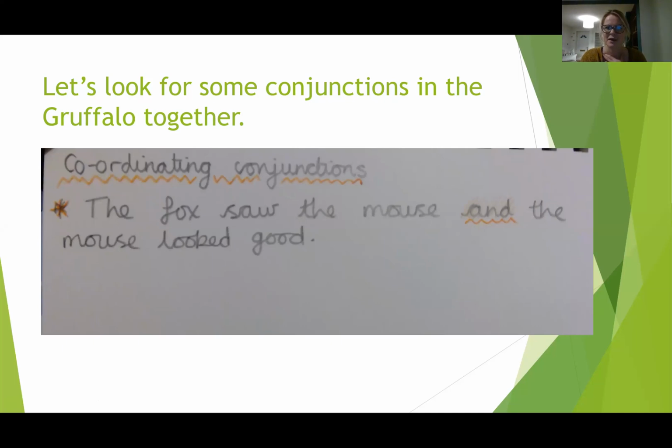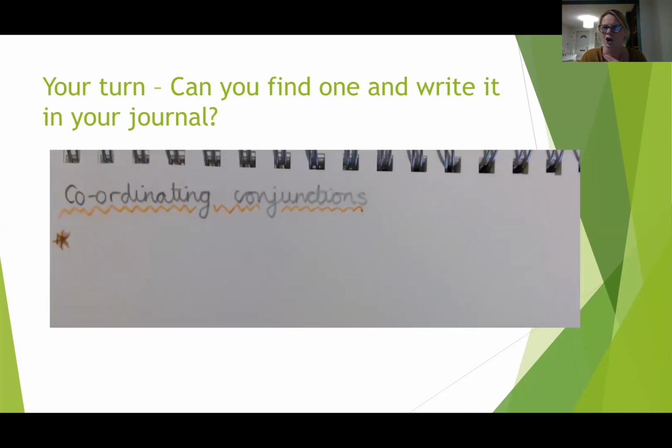we found together. Can you have a look through the rest of the story and can you write down another example of where Julia Donaldson has used a conjunction? So it can be and, but, so, or it could be when, if, that, or because. So journal alert, pause the video now and write another one down, please. Off you go.